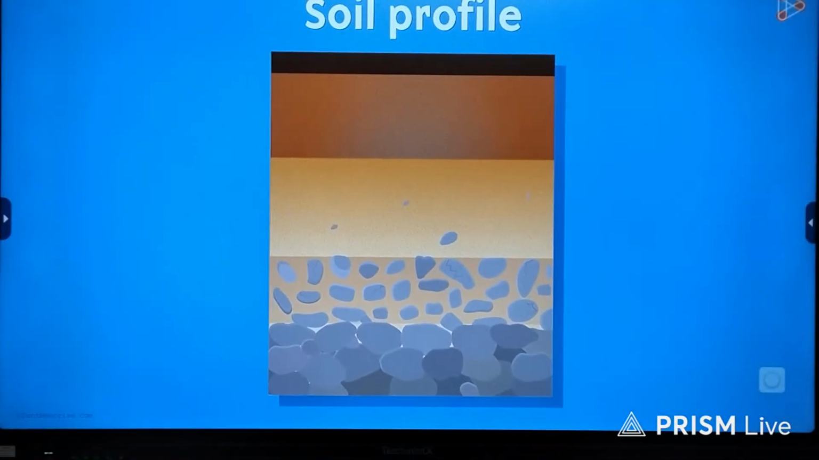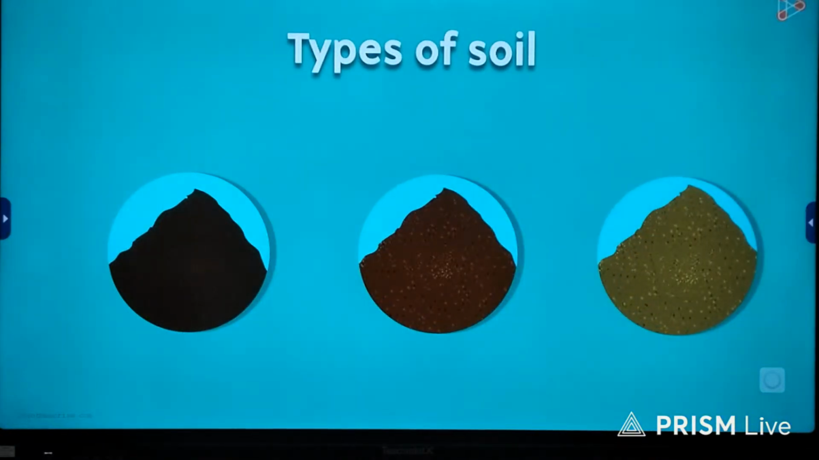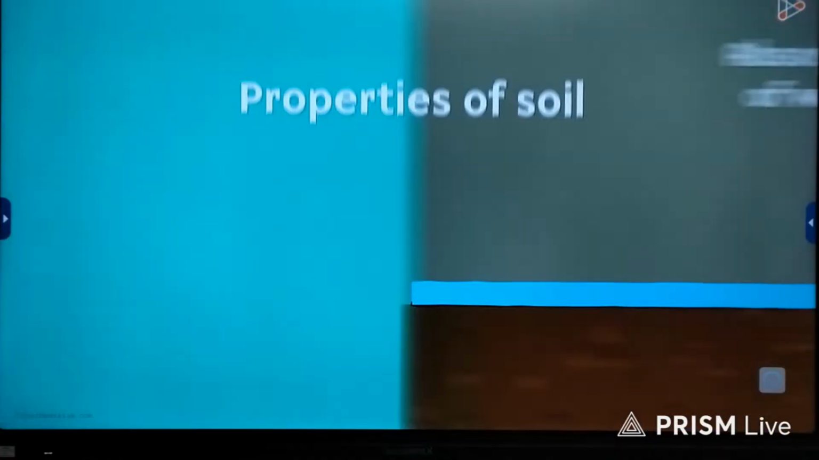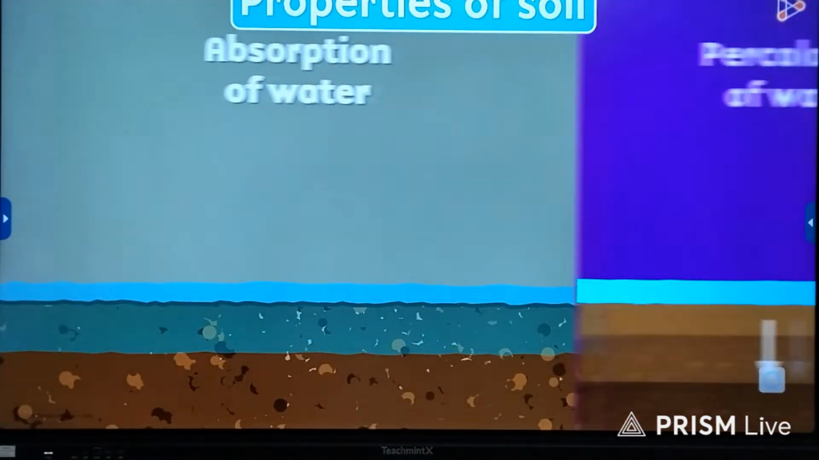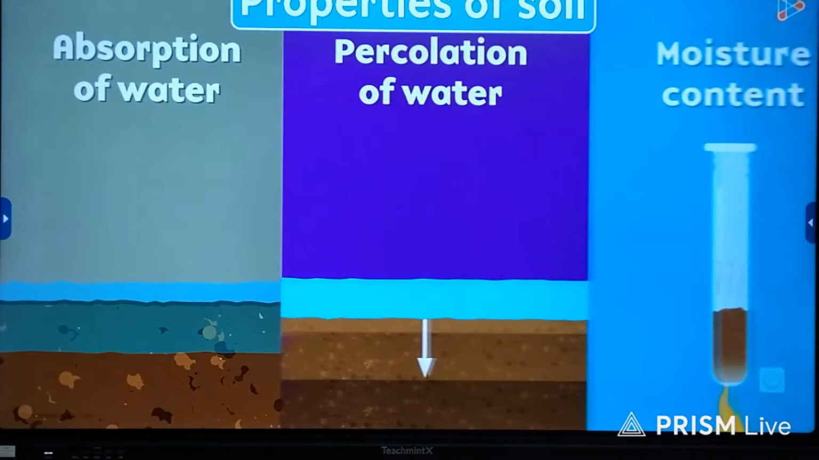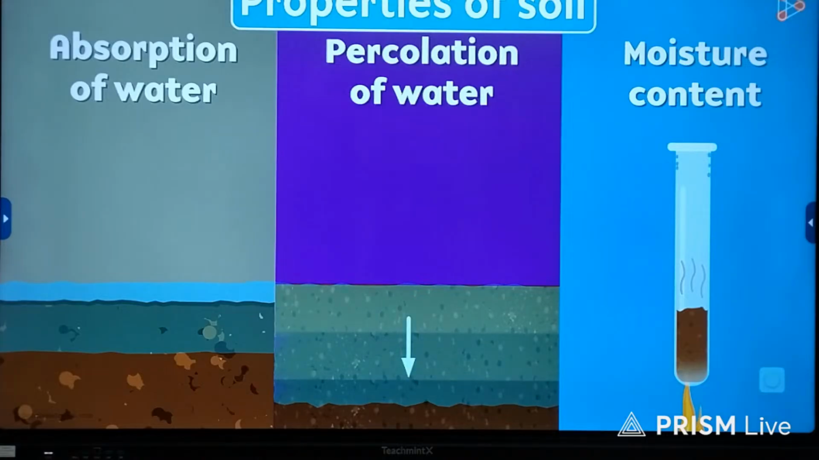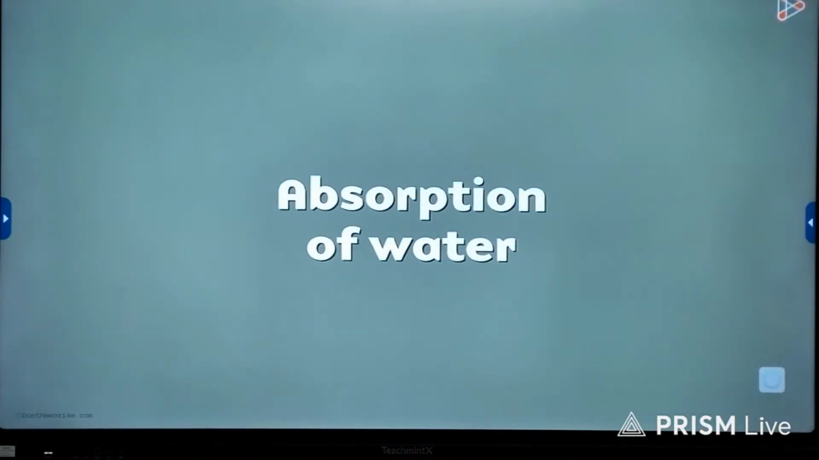We have taken a look at the soil profile and even at the different types of soil. Now let's discuss a few interesting properties of soil in general. For studying, we take into consideration three major properties, which is absorption of water by the soil, percolation of water in it, and the moisture content of the soil. To begin with, let's discuss the property of water absorption. Let's take an example to understand this.